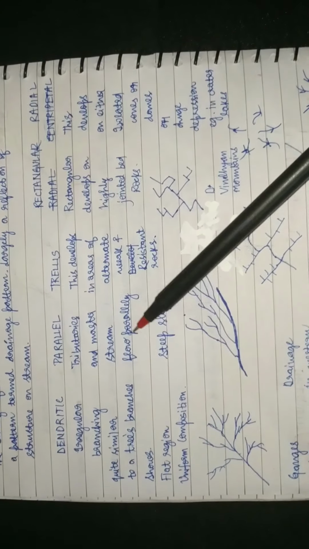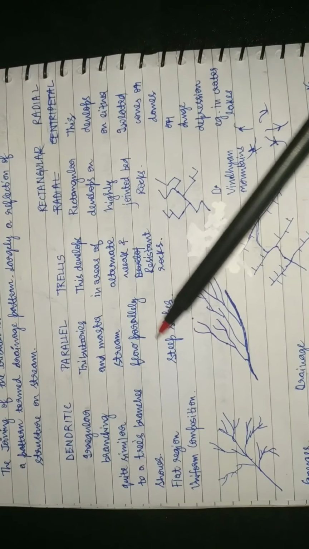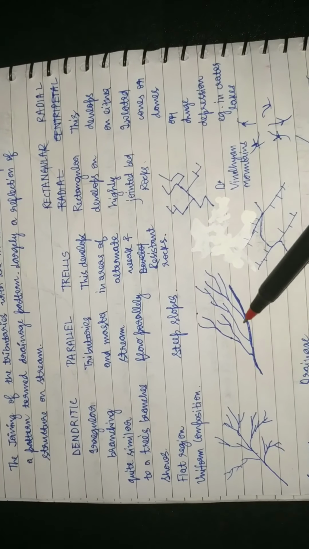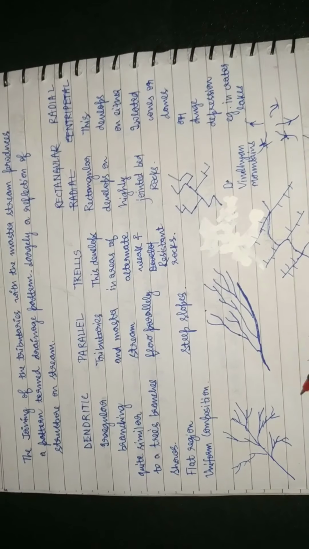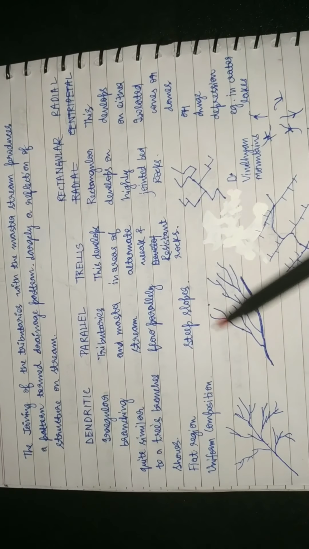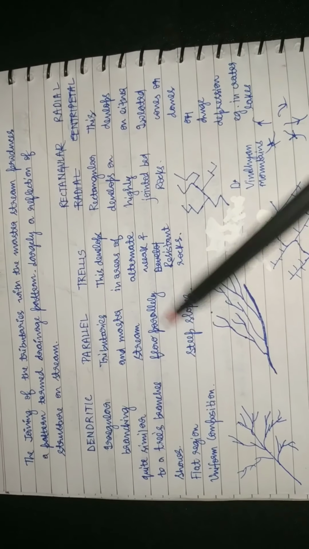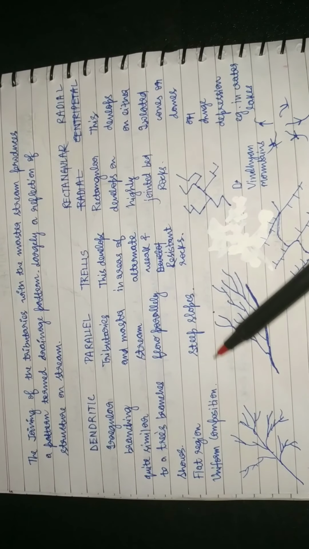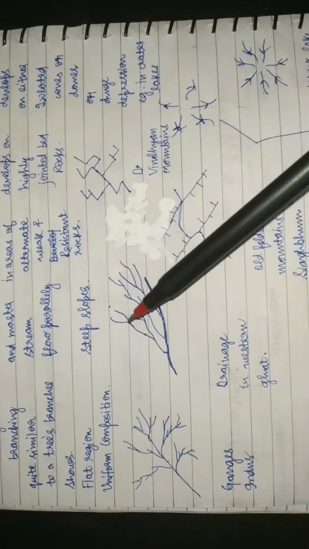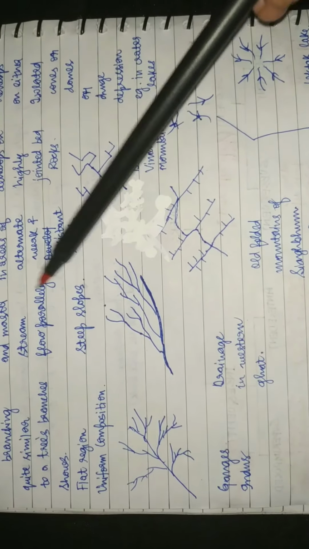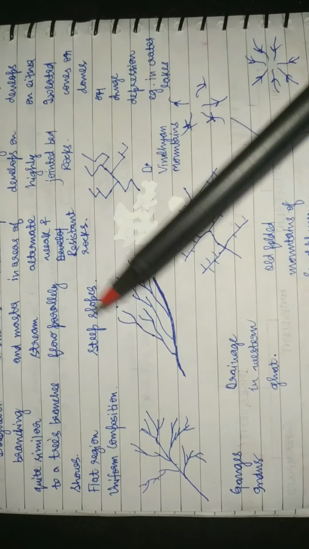Next is the parallel pattern. When the tributaries and the master stream flow parallelly, suppose the river is flowing in this direction and the tributaries joining it also flow in this direction. So these are parallel flows joining the master stream along steep slopes. This indicates a steep slope. For example, the drainage pattern in the Western Ghats because of the steep slope. These are not seen in the Eastern Ghats.